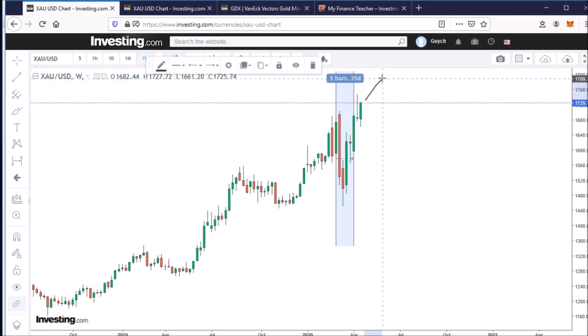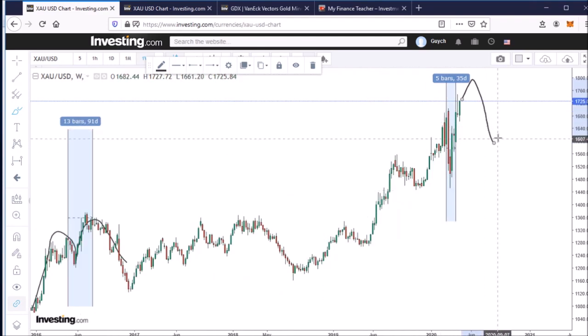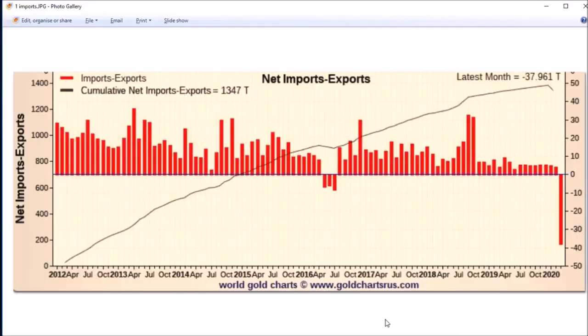I think this bump is likely to continue up to that round number of 1800, and just like last time in 2016, we might see a decline in the gold price as we move into the end of the ongoing intermediate cycle. To be honest, this is only speculation, trying to see if history rhymes compared to what we saw last time with net imports into the US.